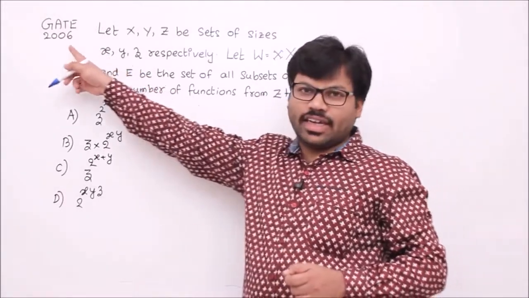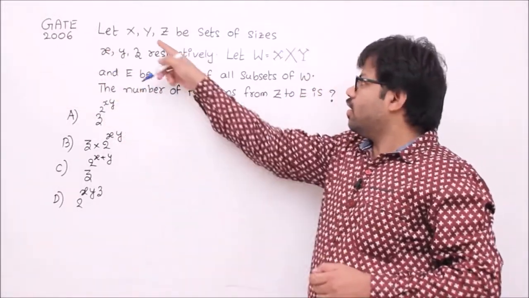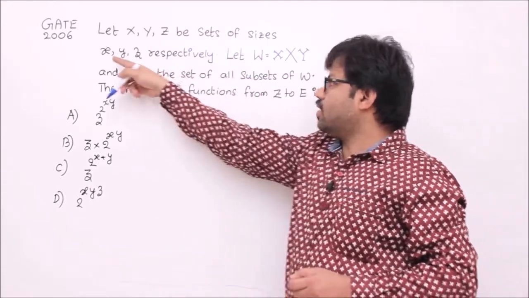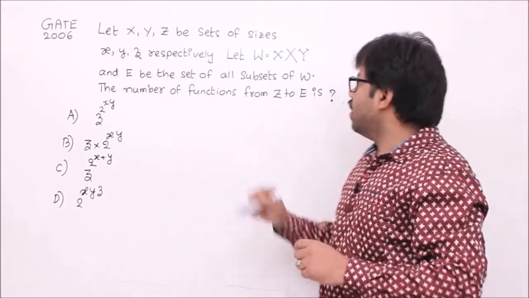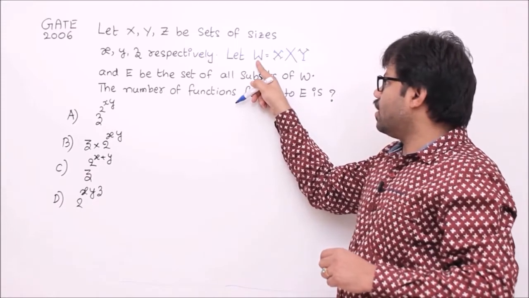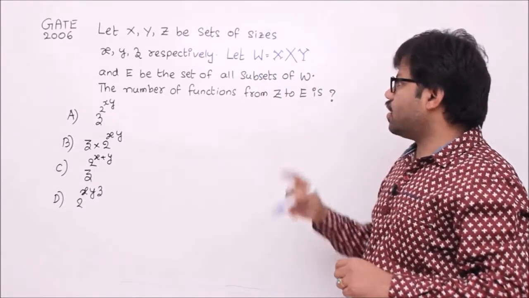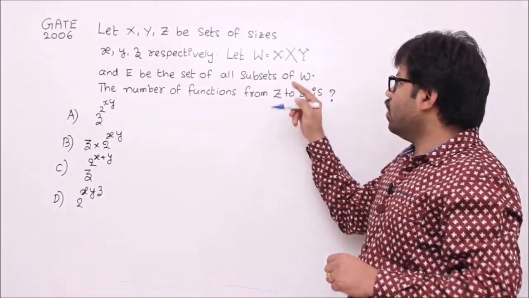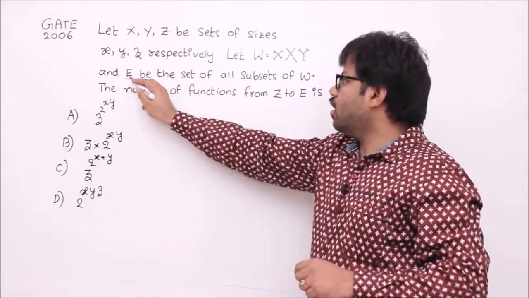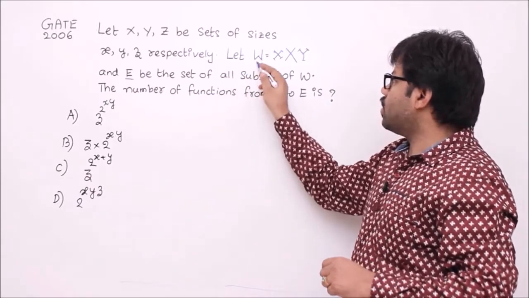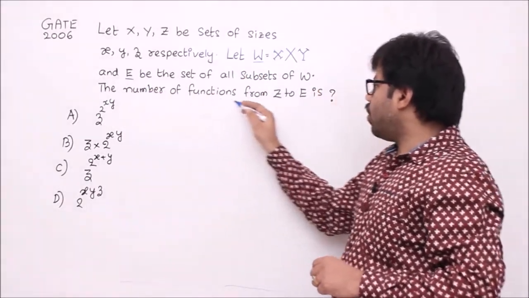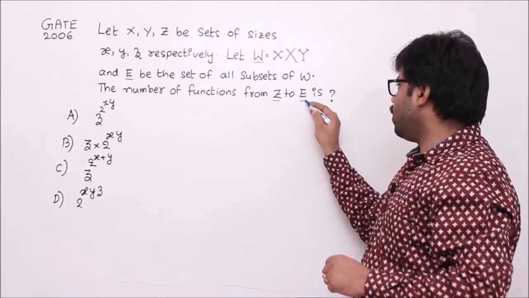This question is asked in GATE 2006. X, Y, Z are sets and their sizes are x, y, z. They have given a set called W, and W is X cross Y, and E is the set of all subsets of W. That means this E is a collection of all subsets of this W. Now we have to compute the number of functions from Z to E.